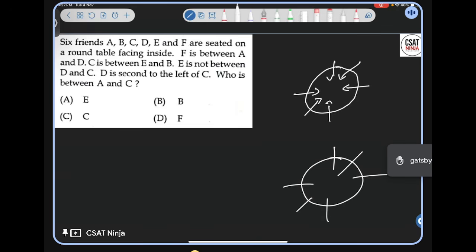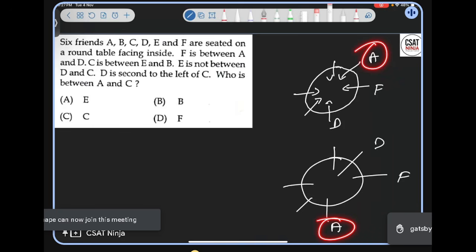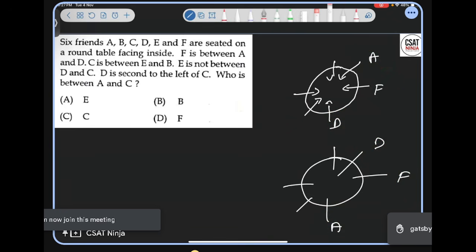So F is between A and D. F can be here, with A here and D here. I have 2 cases here. So A can be here, or A can be here, or D can be here, or D can be here. But F is between A and D. That's what the question says. Now the next statement is, C is between E and B.